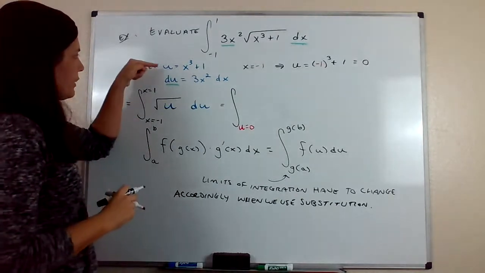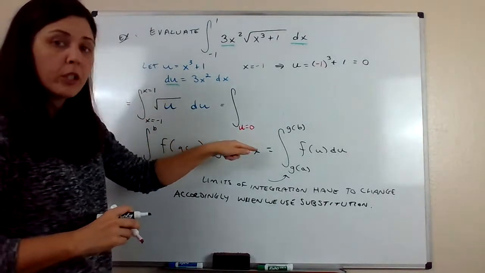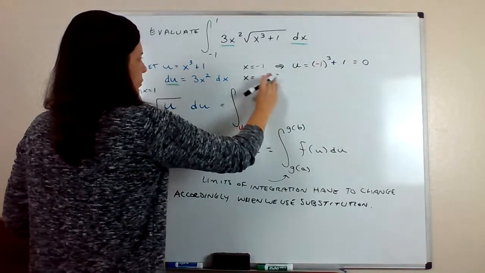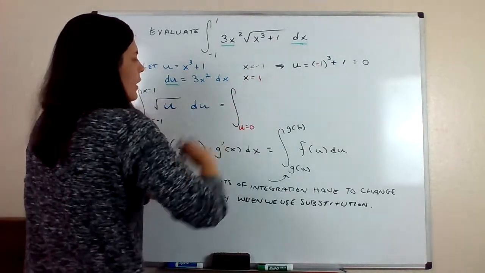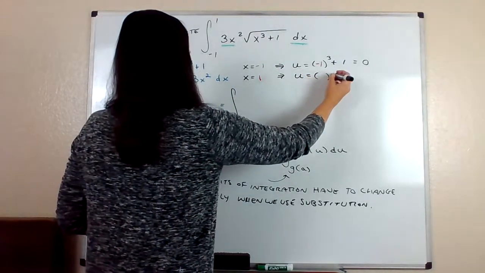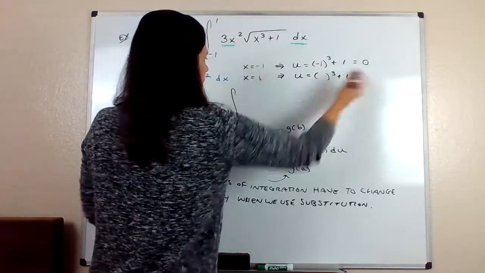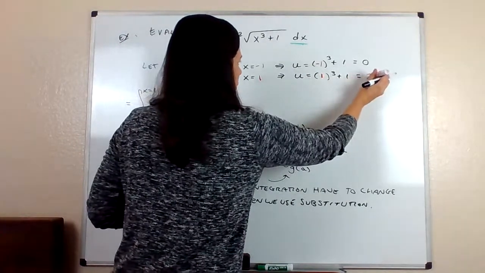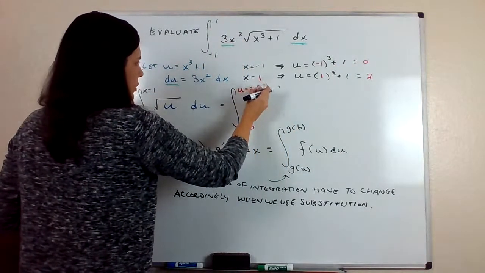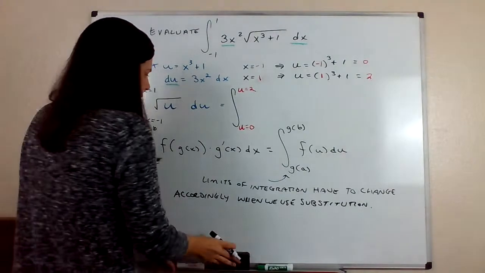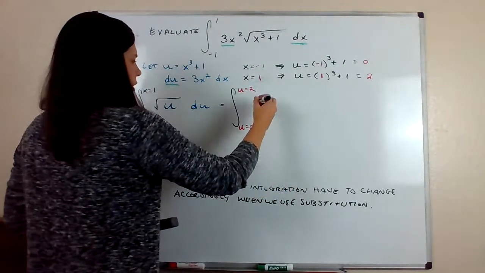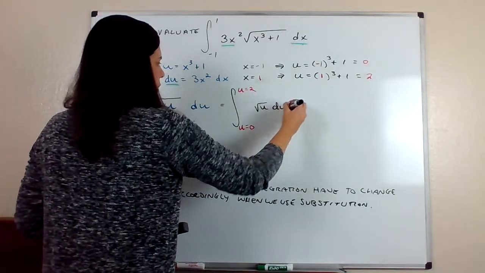I use my choice for u to find the new lower limit in terms of u. We do the same thing for the upper limit. X is 1 was our upper limit. Plugging that into our choice for u equals 1 cubed plus 1, which is 2. Put that in red. So our upper limit is u equals 2. And then everything else was still what we already figured out. It's square root u du.